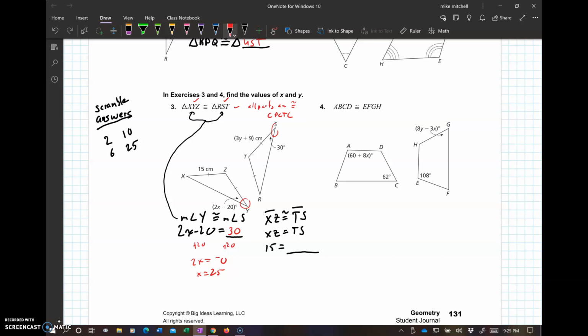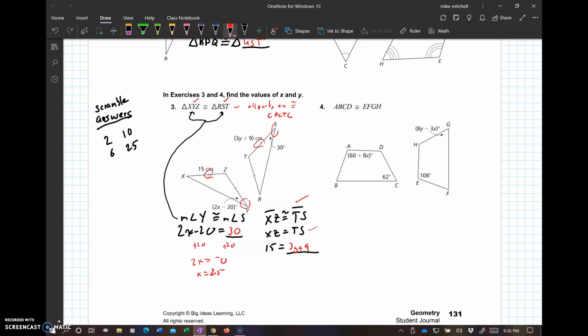Same thing over here. These are congruent. They're marked. XZ is congruent to ST. They're marked congruent, or TS I said. So their lengths are the same. So 15 equals what? Put it in there. 3y plus 9. I hope you use your strategic pause. Solve it. Again, pause it. Just because I don't tell you to pause it doesn't mean you can't pause it when you see something that you know you're supposed to solve.